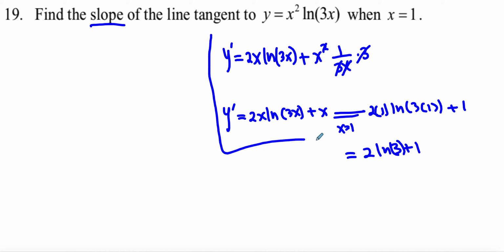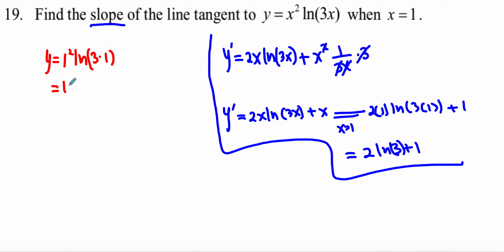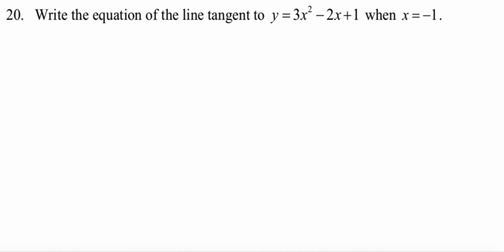So I'm done with this problem, but if I were to continue to find the equation of the tangent line, you have to find the y value, which is 1 squared times ln of 3 times 1, which becomes ln of 3, and you know the slope, and you know the x value, so it would have been y minus ln of 3 equals the quantity 2 ln of 3 plus 1 times x minus 1. That would have been the equation of the tangent line.